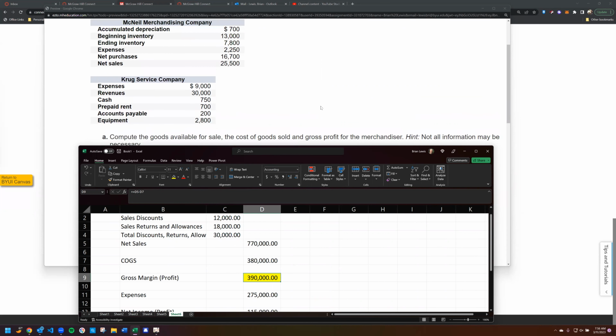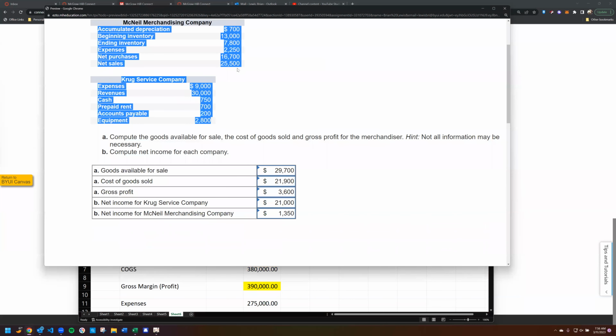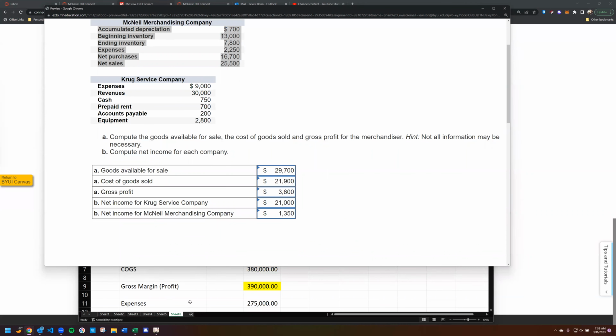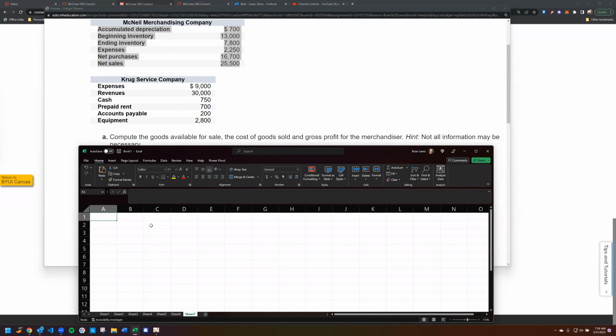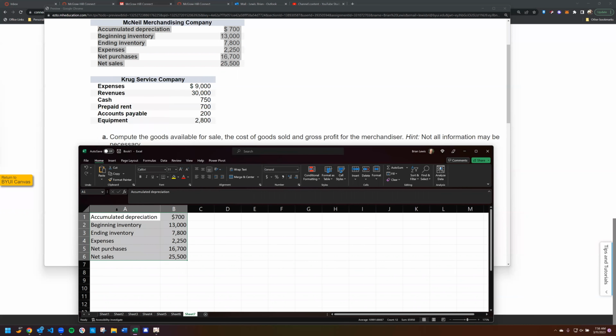Okay, merchandising company. So goods available for sale, cost of goods sold, and gross profit. All right, let's take this and see what we need. Base values. Okay, so what do we need? Well, they want cost of goods available for sale. Let's do this one at a time.